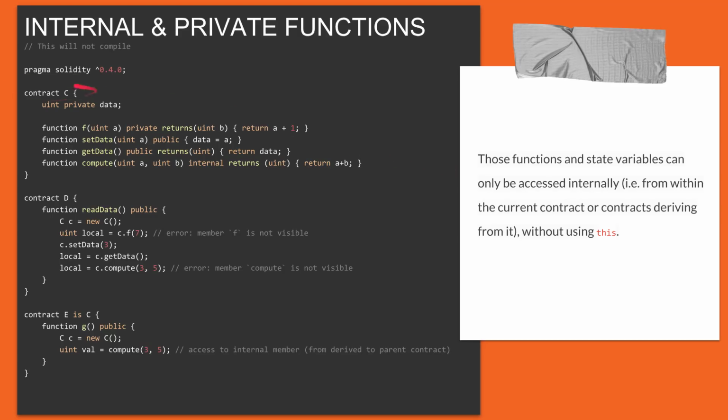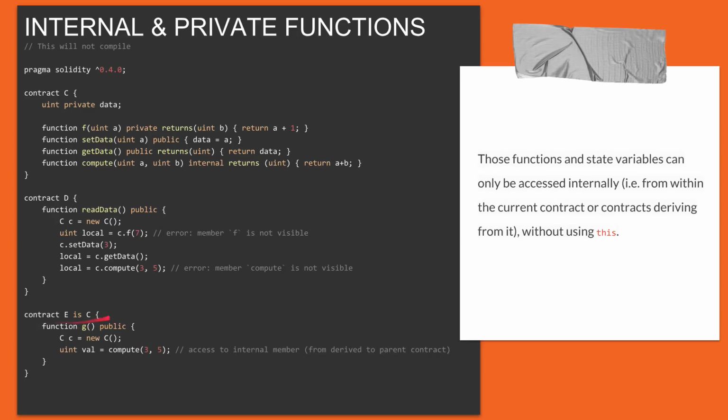Here we have three contracts, C, D, and E. Contract C has one private function, two public functions, and an internal function called compute. In contract D, if you try to call the function f of the contract C, we're going to get an error because the function is declared private and is visible only inside the contract that it is defined in. Also, if you try to call the function compute from the contract D, we're also going to get an error because contract D is not derivative of contract C.